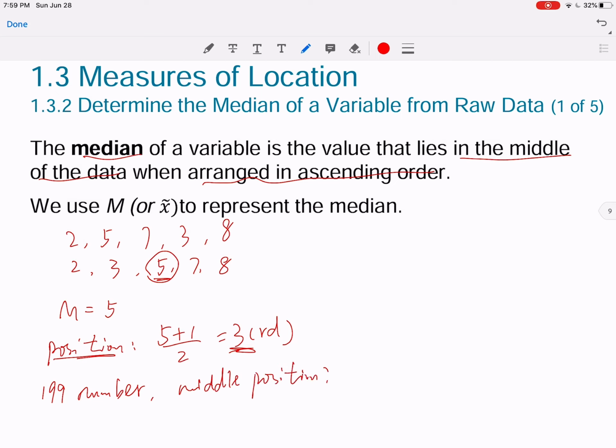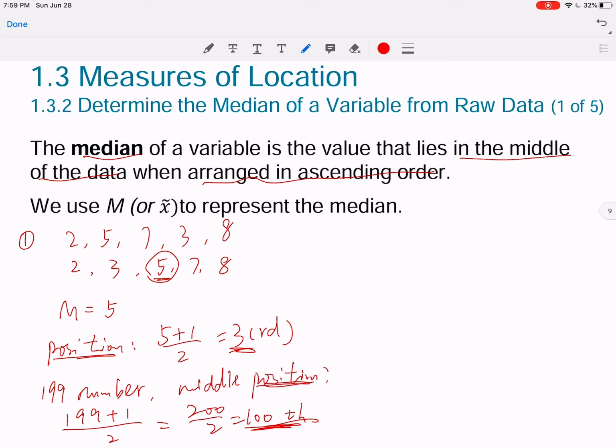So if we want to find the middle position, that would be (199 + 1) / 2. That is 200 divided by 2, which is 100. This is the 100th, once again the position of the middle number. It's not the value of the middle number. Okay, that's how we find out the position. That's pretty much the first case.